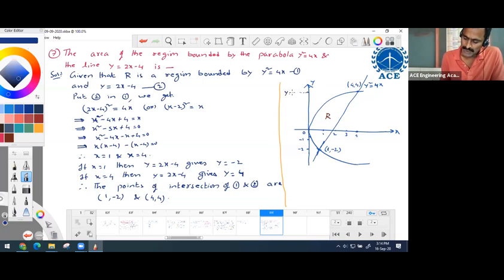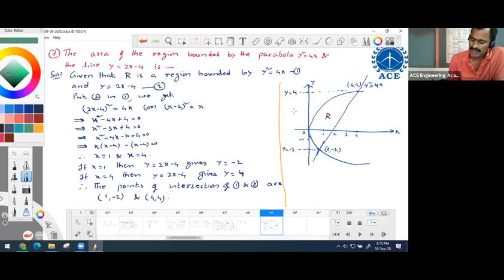This is y equal to 4. This is y equal to minus 2. Now to find the limits of the integral, we can draw a line parallel to y-axis, or we can draw a line parallel to x-axis. Let us find the limits by drawing a line parallel to x-axis.